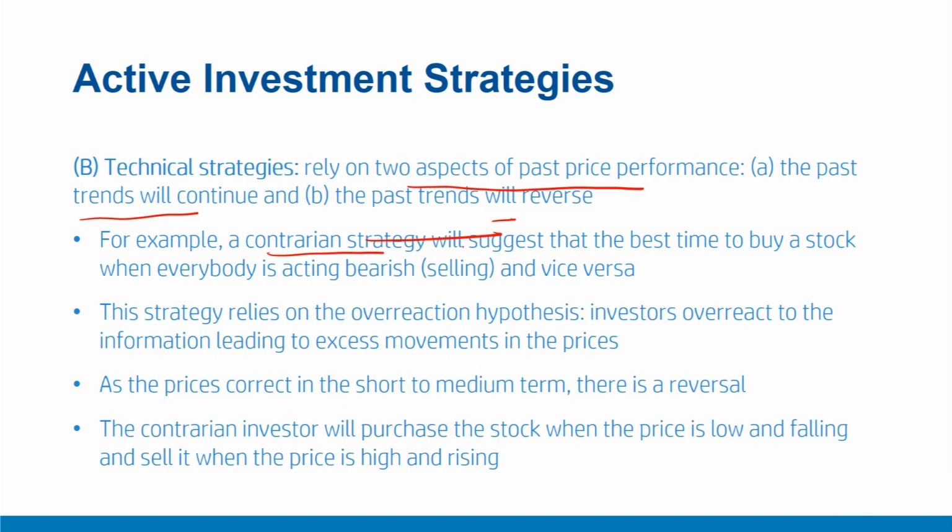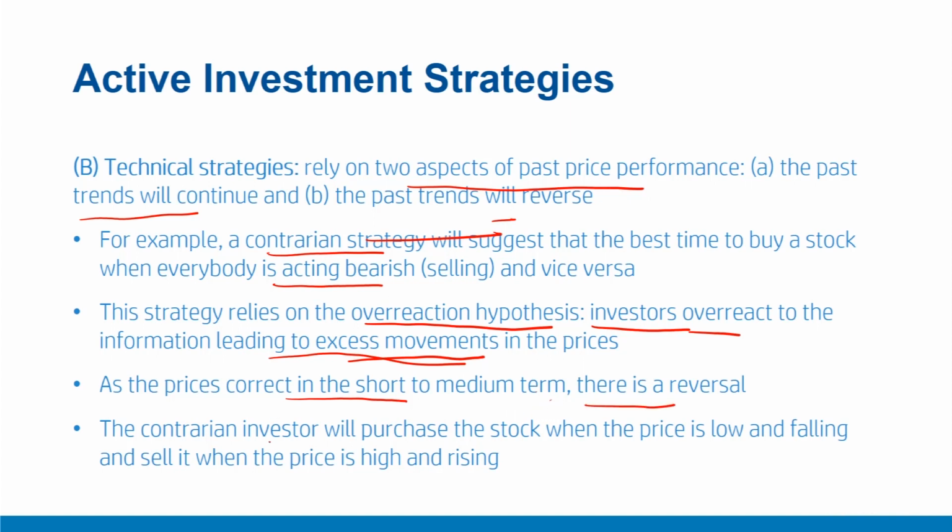The contrarian strategy suggests that the best time to buy a stock is when everybody is acting bearish. So it takes an opposite view of the market. The strategy relies on the overreaction hypothesis, that is, investors are often sentiment driven and they tend to overreact to information, leading to excessive movements in prices. And therefore, it is expected that when such excessive movements have taken place, in the short to medium term in future, prices will correct or reverse. So there will be a reversal.